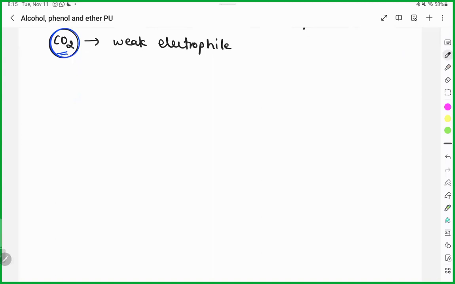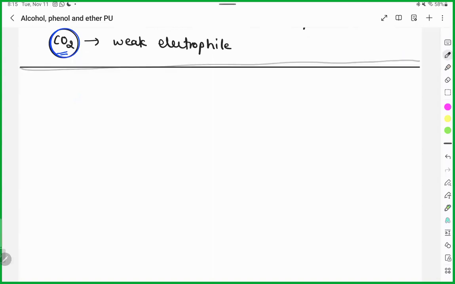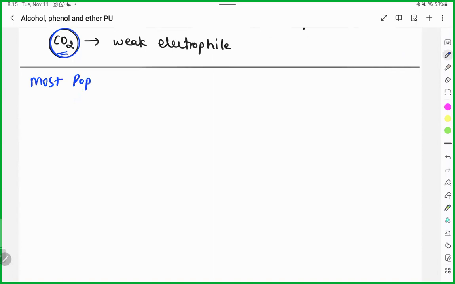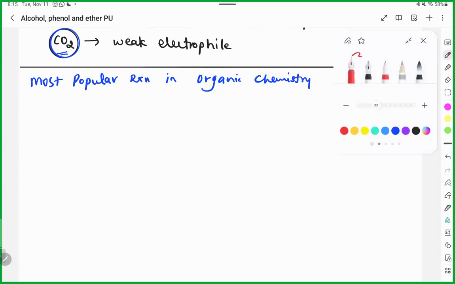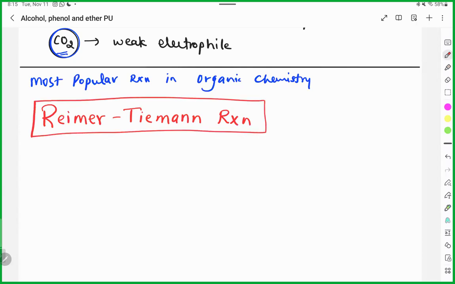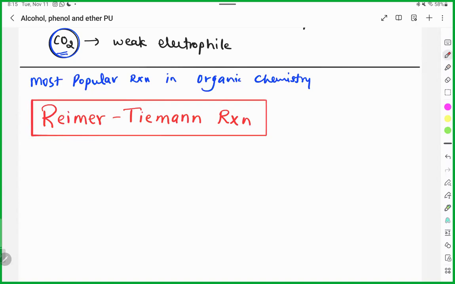Next, the most popular reaction in organic chemistry. Remember, the most popular in organic chemistry, as you already mentioned, is Reimer-Tiemann. You can never forget this reaction. You will always get it in questions. Always means always. That's why I made it specially in red color, the most popular reaction of organic chemistry.